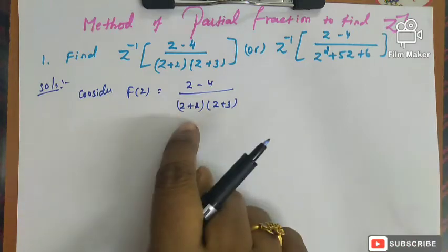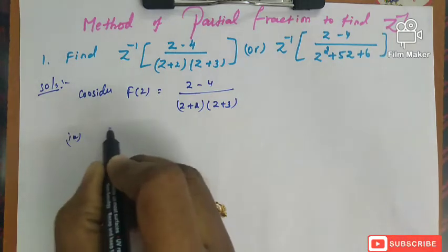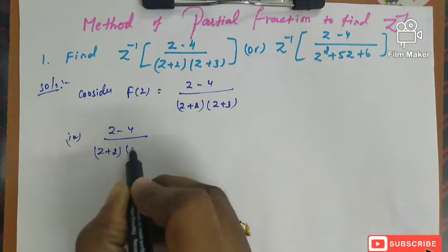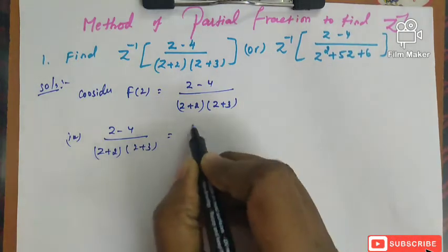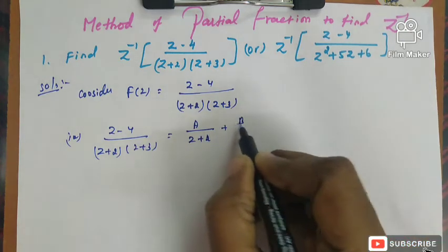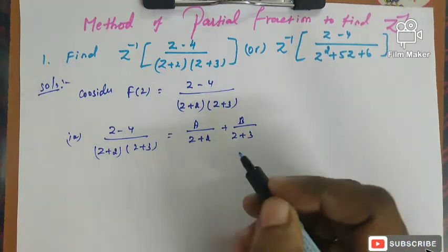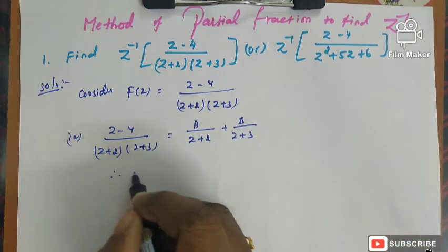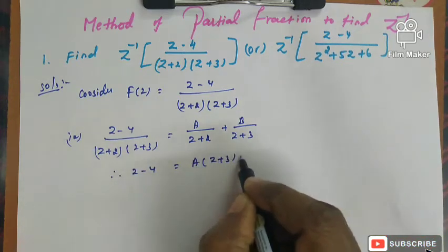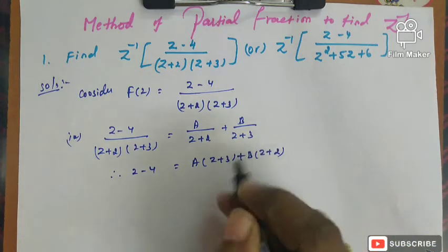So here the terms are linear terms. So Z minus 4 by Z plus 2 into Z plus 3 can be written as A by Z plus 2 plus B by Z plus 3. And then we have to cross multiply this. So we get Z minus 4 equal to A into Z plus 3 plus B into Z plus 2. Now we have to find the values of A and B.